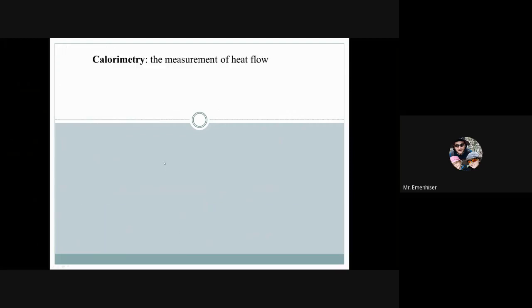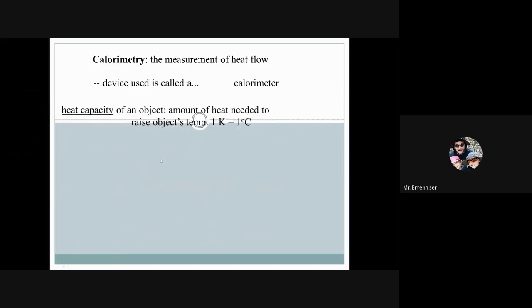Okay. Calorimetry is a measure of heat flow. We use a calorimeter to do this. Heat capacity is the amount of heat needed to raise the temperature of an object by 1 degree Celsius.